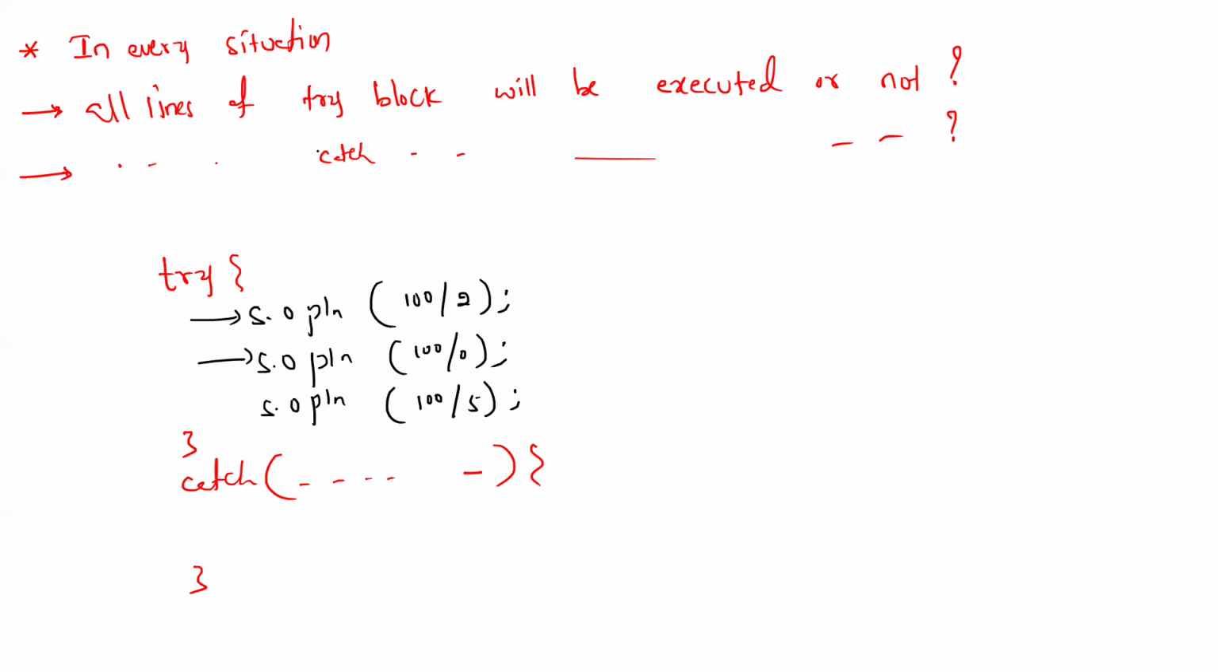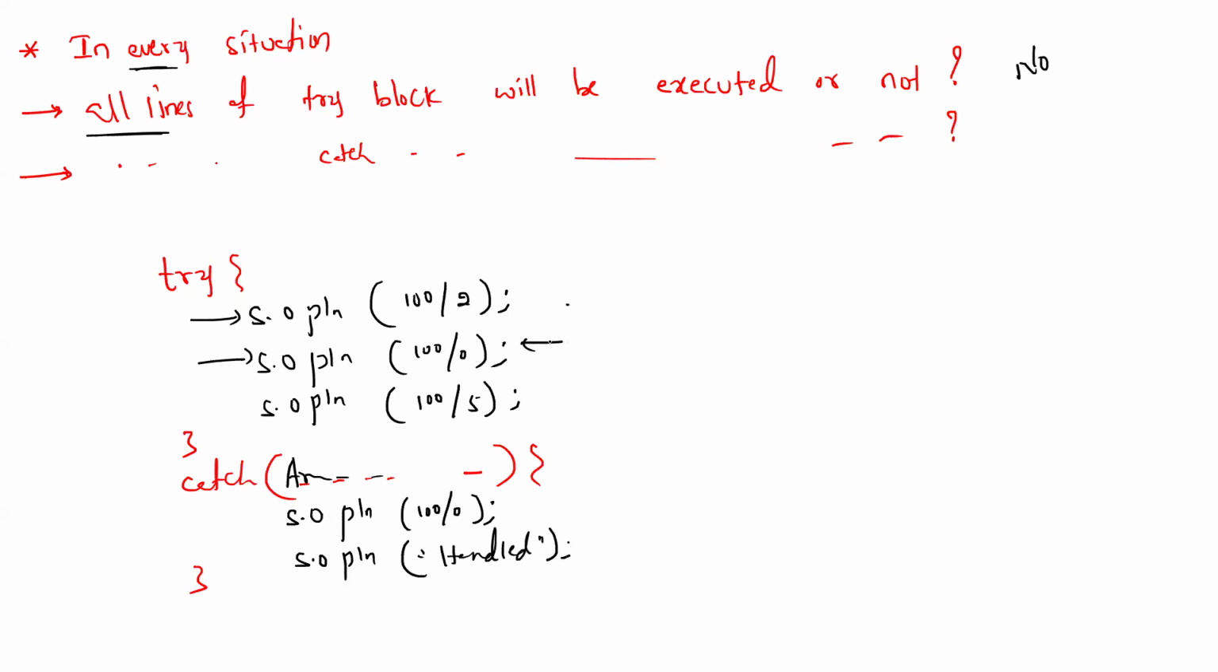That's one scenario. Now my question is: in every situation, will all lines of a try block be executed or not? The answer is no. Next, in the catch block, for example, I write ArithmeticException, and in this catch block I'll write 100 by 0. Then I'll write System.out.println, exception is handled.